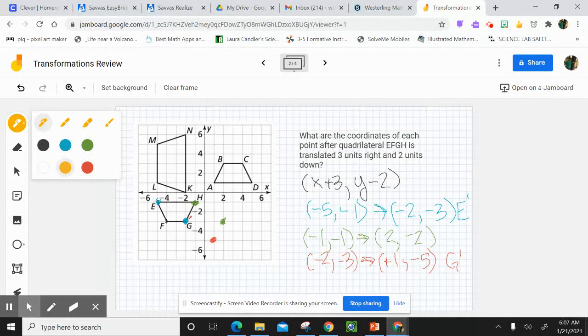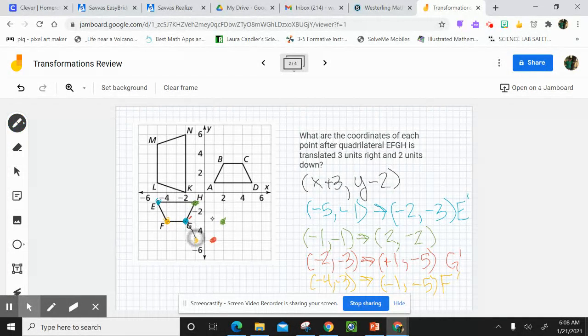And last but not least, F. So my F starts at -4, -3. So -4 plus 3 takes me to -1. There's my -1. -3 minus -2 takes me to -5. And that is my F prime. 1, -5. There is my new location here.